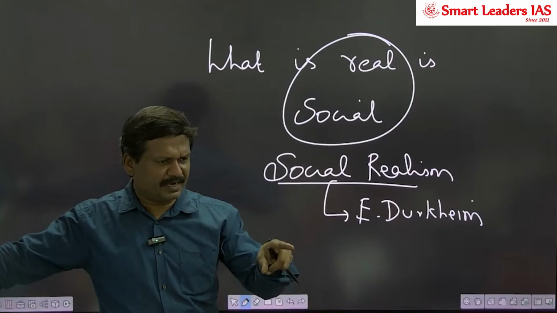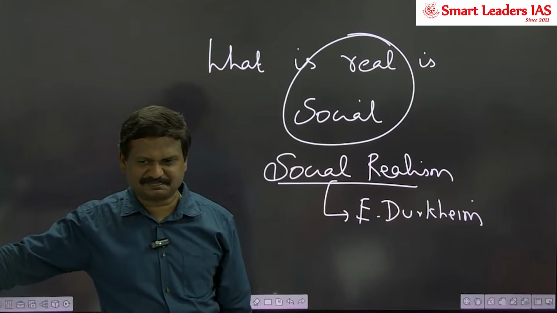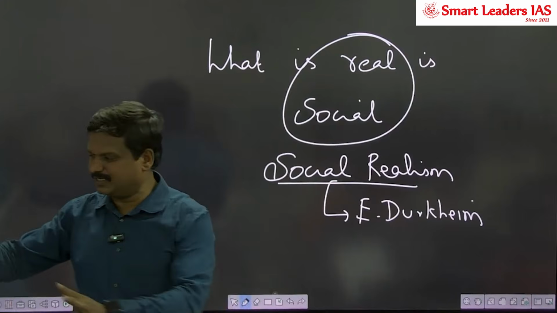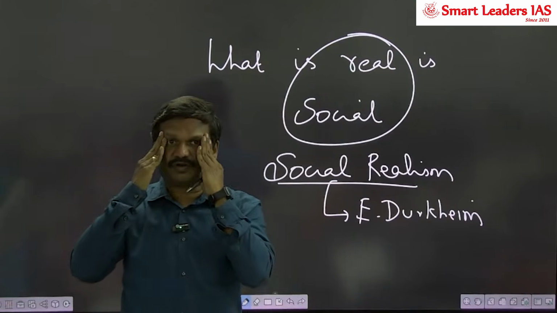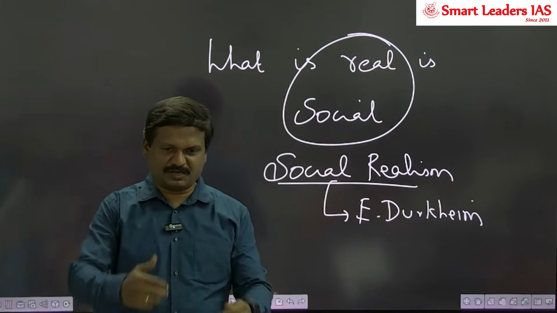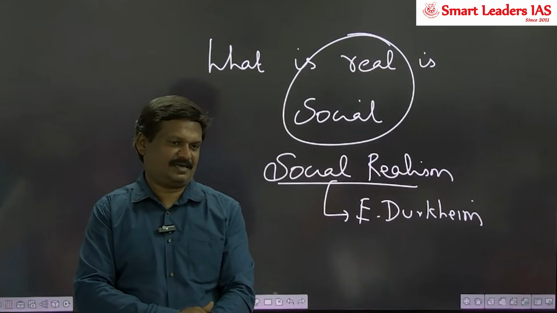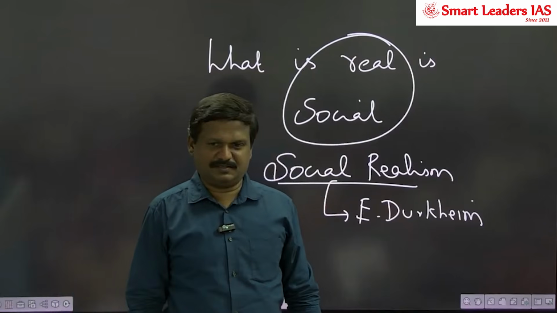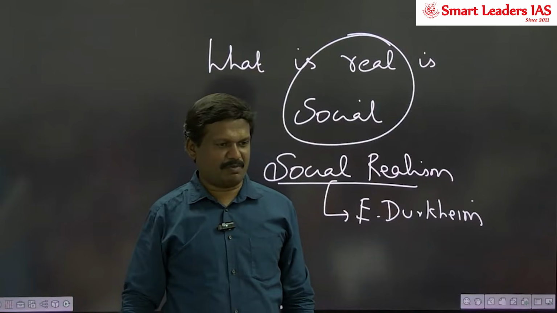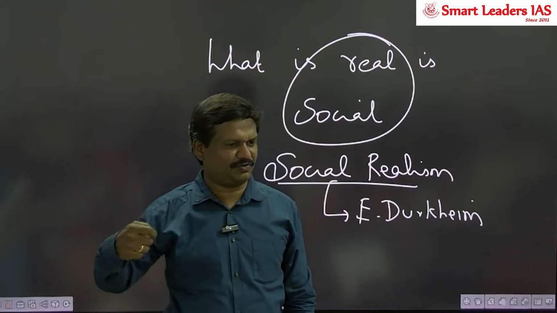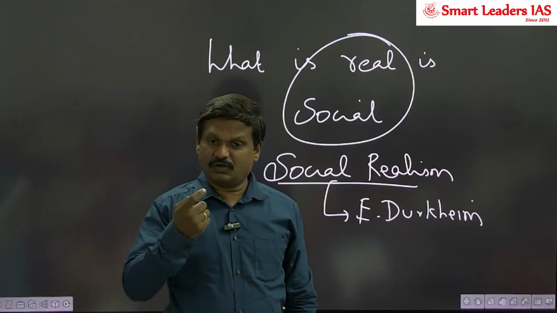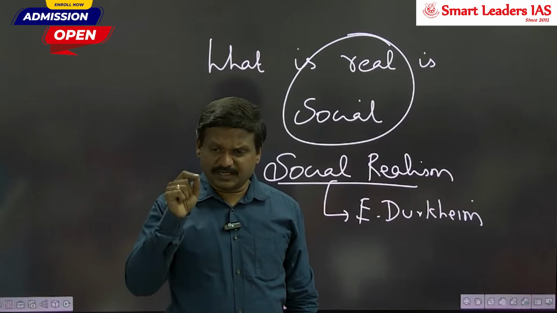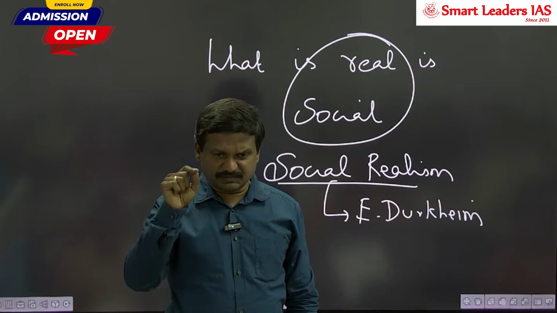So to be real, it need not be physical. Physical means what? Which can be touched, which can be seen through your eyes, which can be measured. Your body is physical because you can measure your body weight and your height. So the body is physical. What is visible, that is physical.